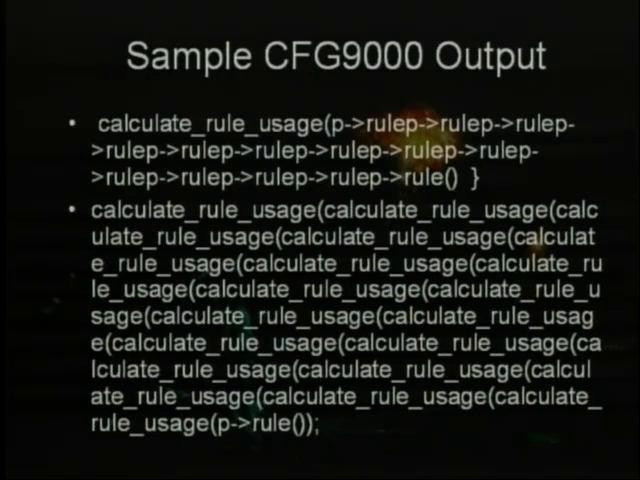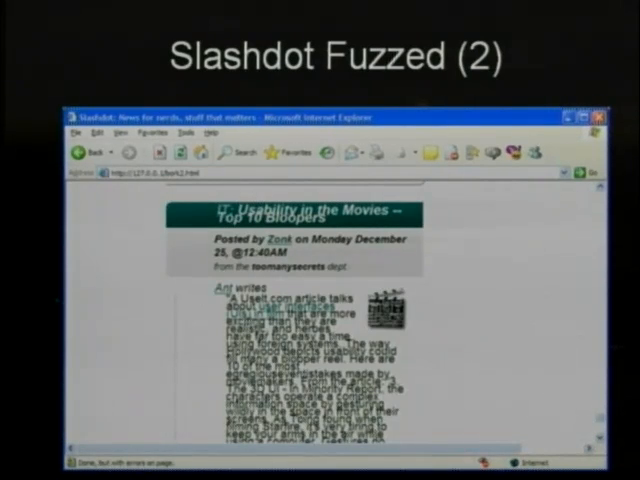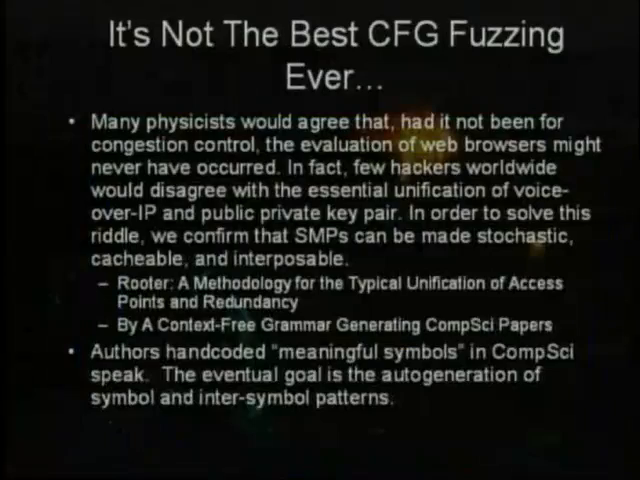Calculate rule usage, and so on. I ran this on HTML, and we actually got valid HTML, sort of, and certainly more meaningful symbols than if I had just flipped arbitrary bits. And here's another example. I'm not sure what it's doing, but the browser took it. Now, this is not the best context-free grammar fuzzing ever.